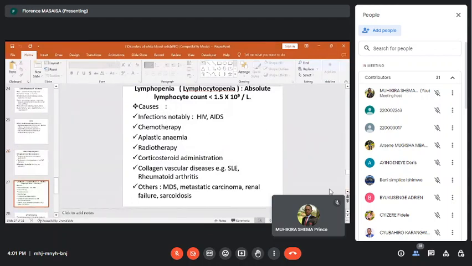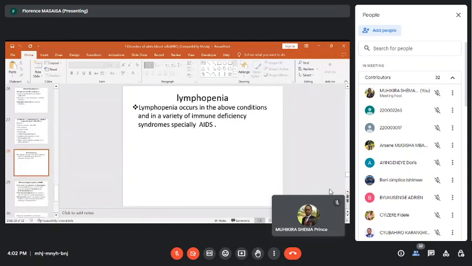Now the case of lymphopenia, meaning the number is below the normal range. For that, you have infection, chemotherapy, aplastic anemia, steroids, and so on. Those are the causes of lymphopenia. Lymphopenia is also usually present in the case of HIV/AIDS.